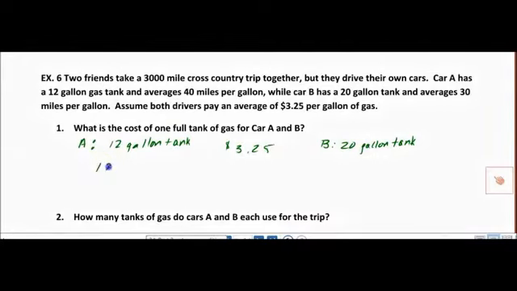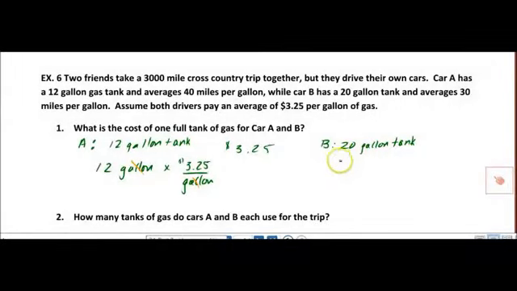So car A, I've got a 12-gallon tank, and I'm going to multiply that by $3.25 per gallon. So I have $3.25 divided by my unit of gallons, and I will see that my units will cancel out, and I'm left with my value just in terms of dollars, and that's what I wanted. What would it cost? So we just need to multiply 12 times $3.25.